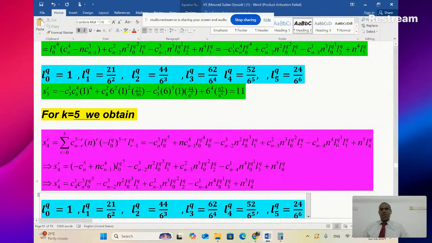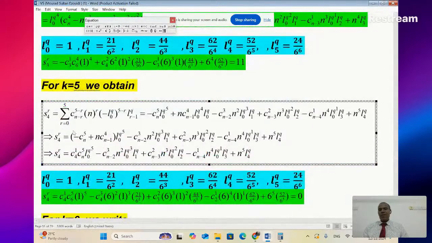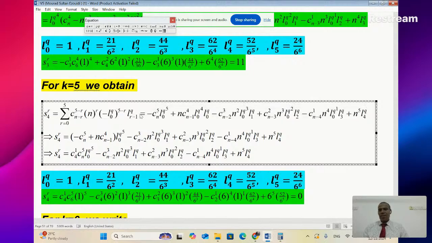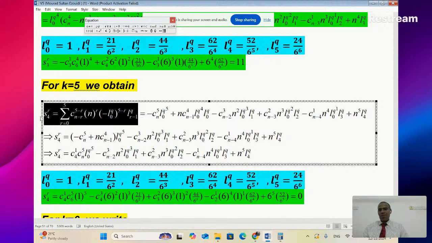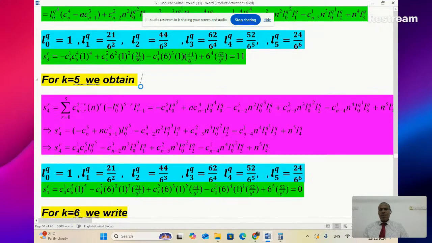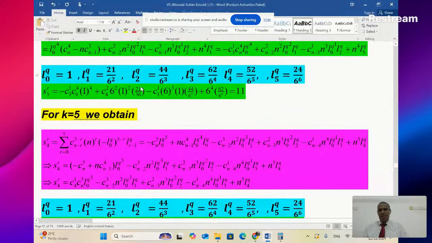So we told that now to find the value of S4, learners, you should go to the discrete formula of Mr. Mourad Sultan Ezouidi. This is the discrete formula, my kids. I will write it here. I need only this one, no need for the rest. This is the discrete formula.